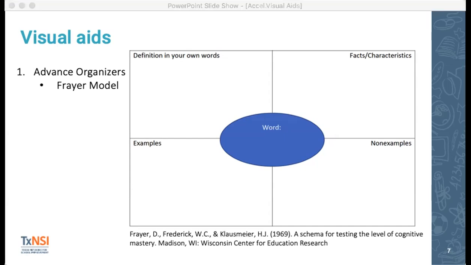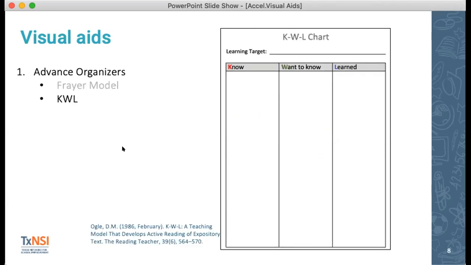So that's the first one. Now, the second one you've probably seen more in trainings, because a lot of times when you're sitting in a PLC meeting or something, we'll talk about, well, what do you know about acceleration? What would you like to know? And then at the end, what have you learned? So it has that reflection piece built in. But it's something that you can use with your students as well.